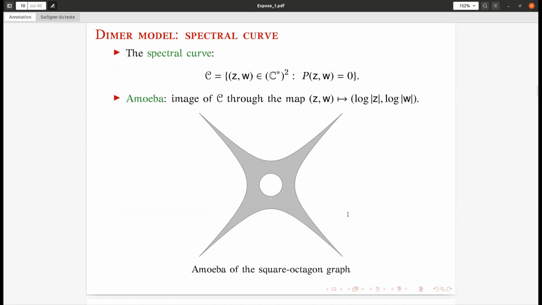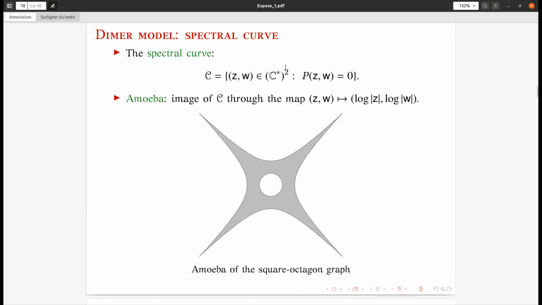Okay, and so if you want to know about the phase diagram of your model, what you need is to introduce these two objects. So the first is the spectral curve. The spectral curve is the zero locus of the characteristic polynomial. As there's been quite a lot of algebra, it's maybe clear to you, but it's referred to as a curve, but you should think of it as a two-dimensional surface living in a four-dimensional space. Okay, so you should think of this as a surface.